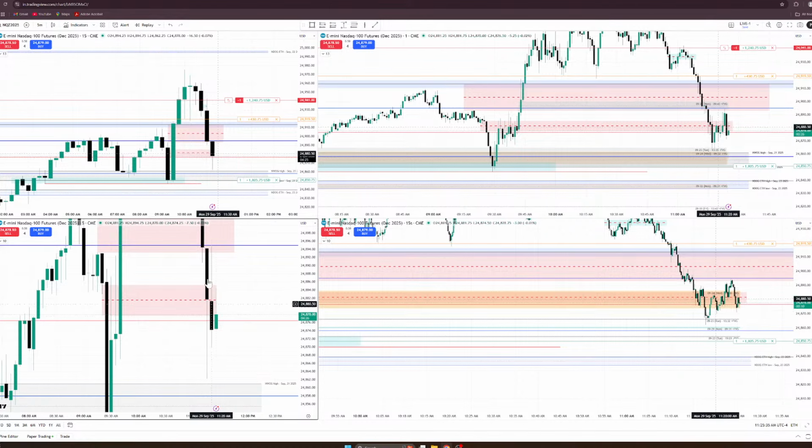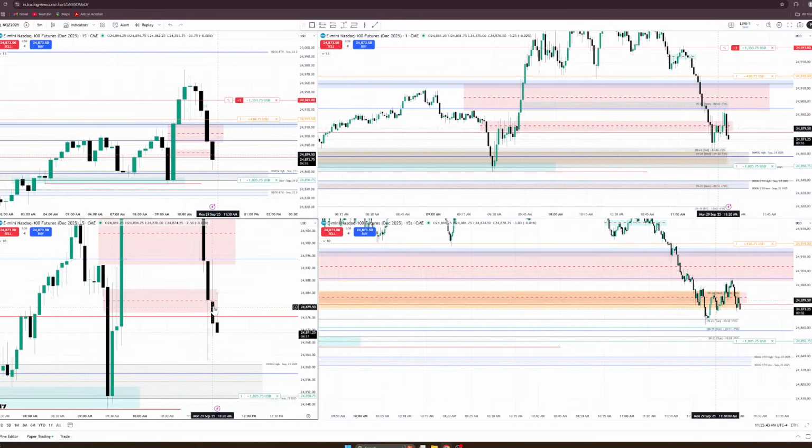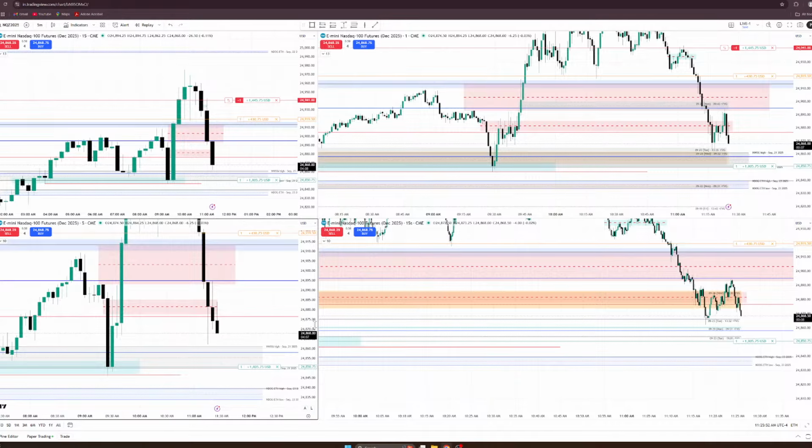Again on the 5-minute chart, guys, you can see this volume imbalance. Price again went back up into this volume imbalance and we are seeing this rejection. On this 5-minute chart we have this volume imbalance, bearish fair value gap. So there were so many confluences there. Now again price is coming back.